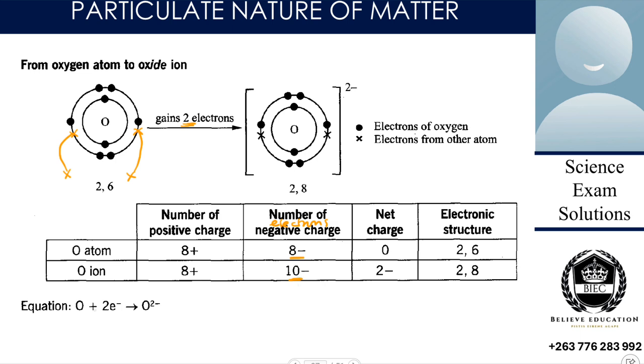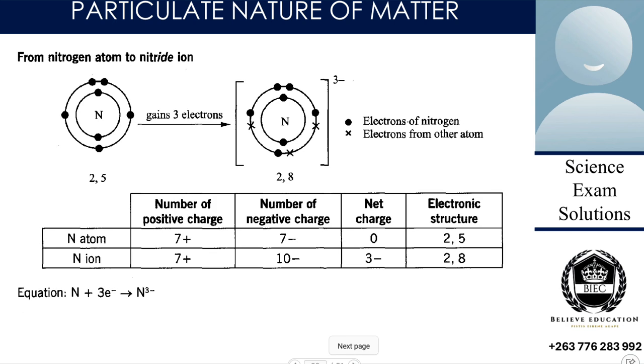And then for our oxide ion, we have our oxygen, we add in 2 electrons, and then it gives us what? O2 minus. So that's our general equation. Then we have nitrogen to nitride ion. The same principle happens, but nitrogen is gaining how many? 1, 2, and 3. Then it becomes a nitride ion, and the overall equation will be this one.